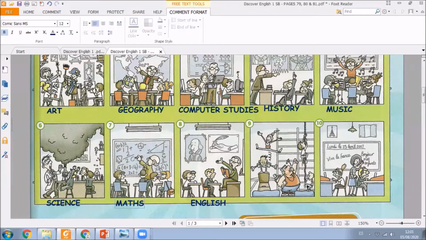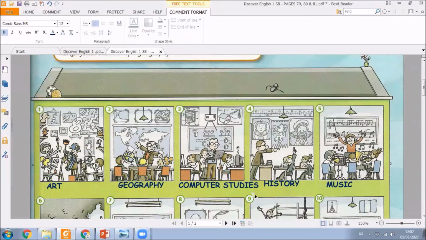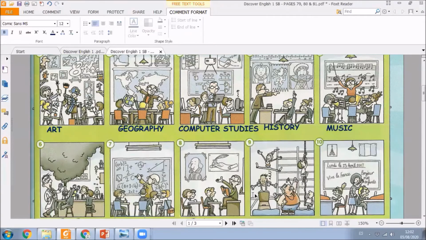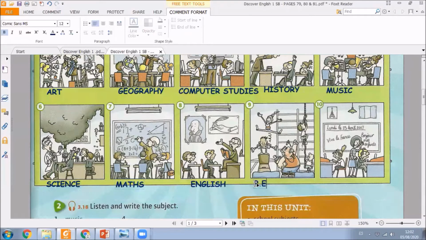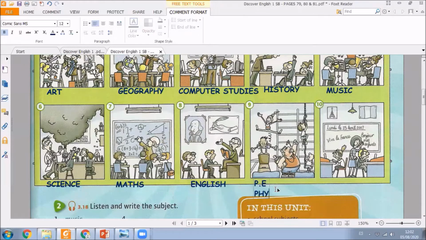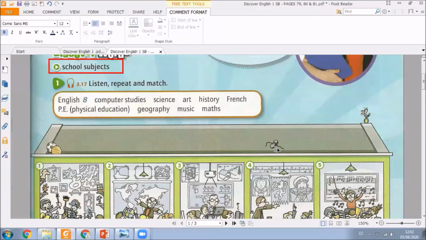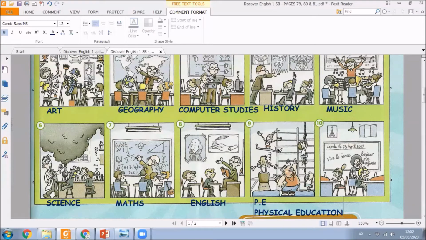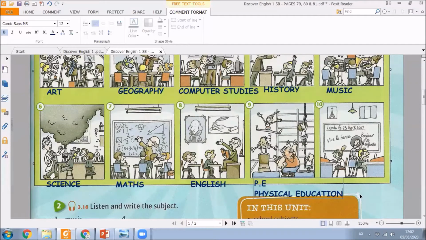Excellent. Number nine, pay attention to number nine. What are the children doing? Pay attention to the words. Very good. We can write PE or we can write physical education, all right? Let's write it anyway, okay? Pay attention to the word, okay? So we can write physical education. Excellent. And then the last one, what do you think? Yes, excellent. Very good. Is French. Sorry, let's write it over here. French. Very good. Excellent. Well done.